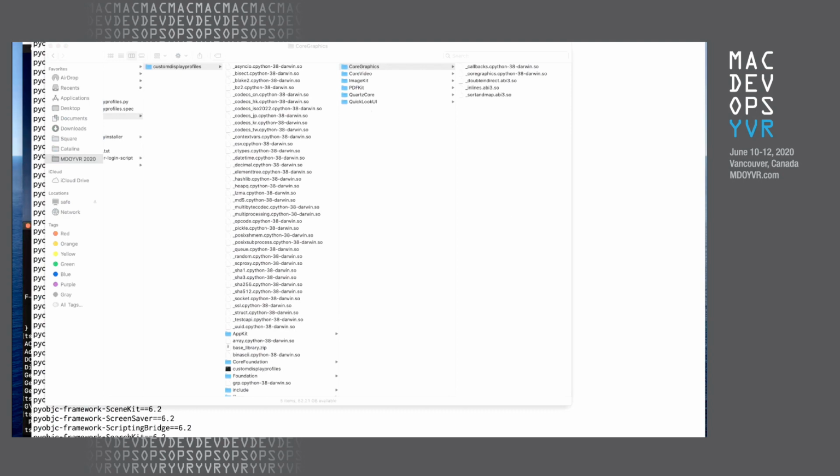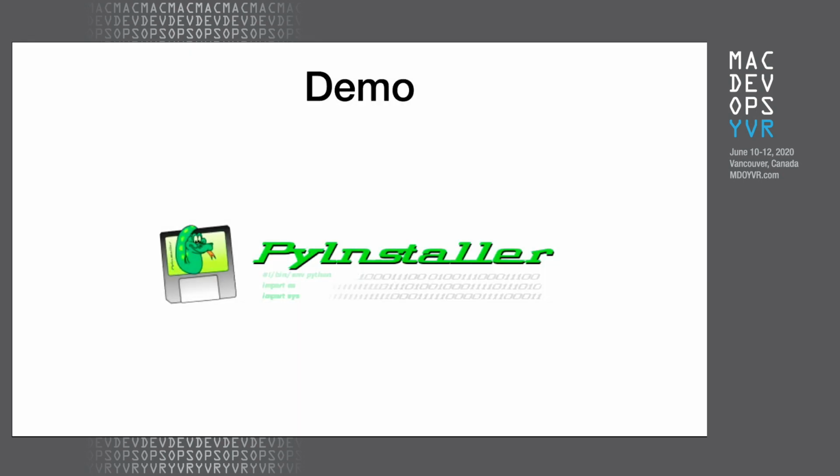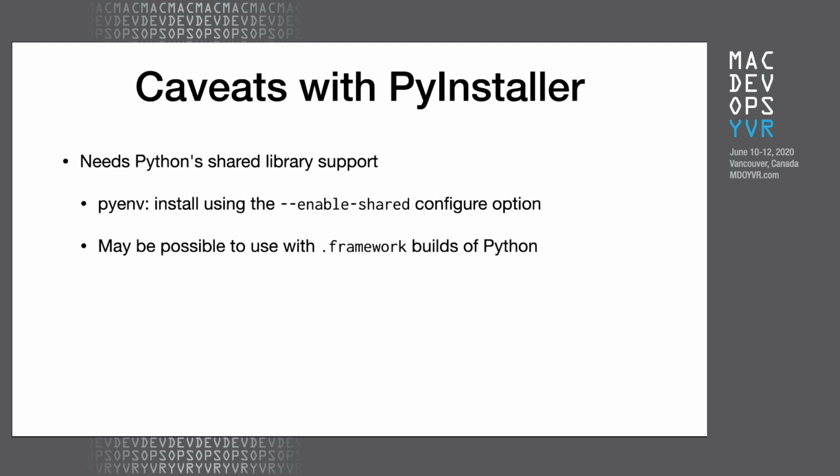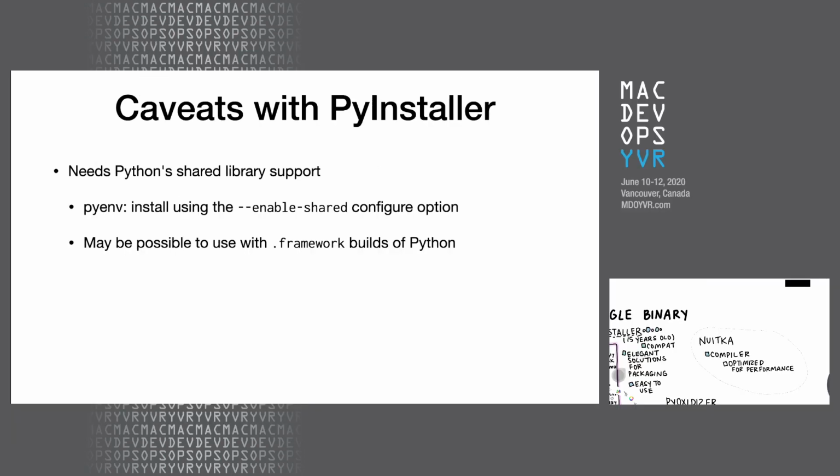So I'll just hop back into the presentation. Mention a couple of quick caveats with PyInstaller. One is that you do need a Python that has shared library support. And so that's pretty straightforward. With pyenv, it's just a matter of passing an extra build flag. I think it should be possible to use the framework builds as well. I just didn't have any luck doing that.